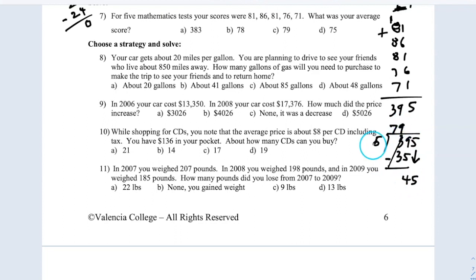9 times 5 is 45, and 45 minus 45 is 0. So my answer is 79, and that's my average, which is answer C.